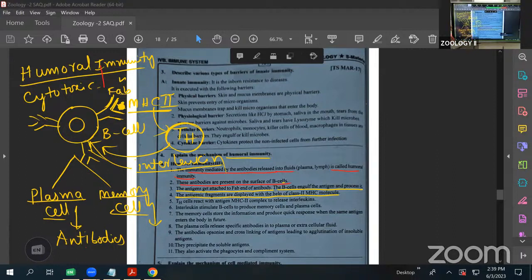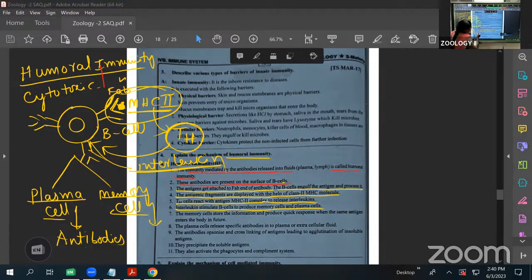See this one. The T helper cells react with the antigen complex. Here a complex is formed now. This antigen complex is identified by the T helper cells. TH cells react with the antigen MHC2 complex to release the interleukins. Right, I said now interleukins are released. The interleukins stimulate the B cells to produce the memory cells and the plasma cells.